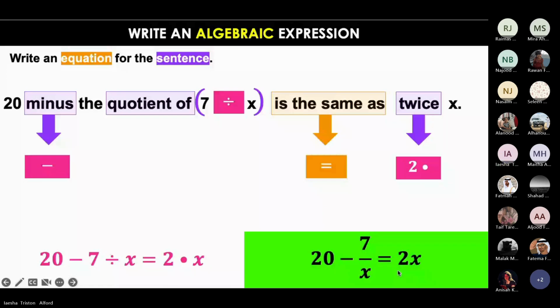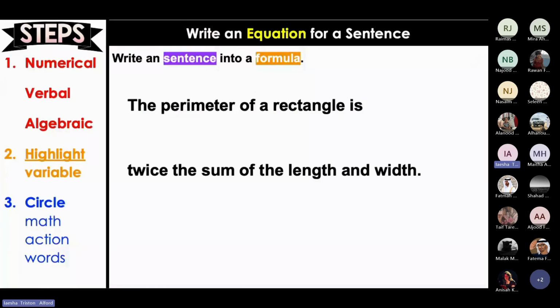Okay, try another one. This one, little bit different. From yesterday, we know numerical means numbers. What about verbal?